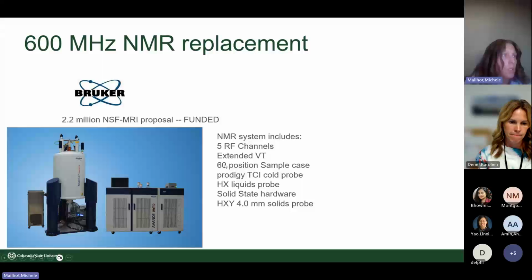The liquids probe, the HX probe, is the standard probe for basic liquids and solid state NMR. I don't think that's been here for quite some time. So this allows you to take a solid sample, put it in a rotor, and you can collect what you call bulk information about your solid. It's the same idea as liquids NMR, it's just a solid. So you don't have to worry about dissolving your sample. You can get it back.